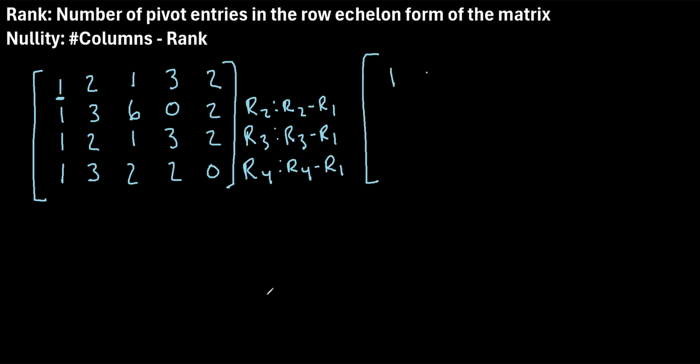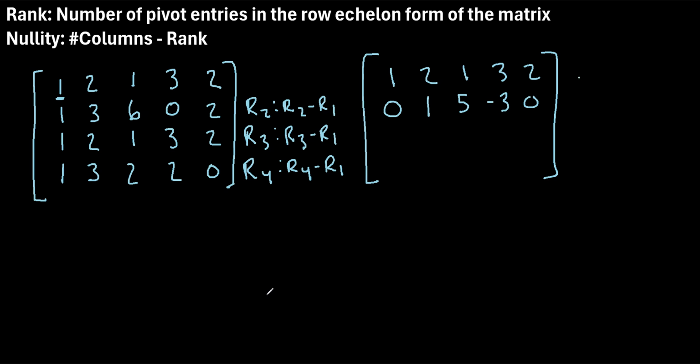So the first row is not going to change at all. We'll just rewrite those values. The second row is row 2 minus row 1. So 1 minus 1 is 0. Then we do 3 minus 2, which is 1. 6 minus 1 is 5. 0 minus 3 is negative 3. And 2 minus 2 is 0.